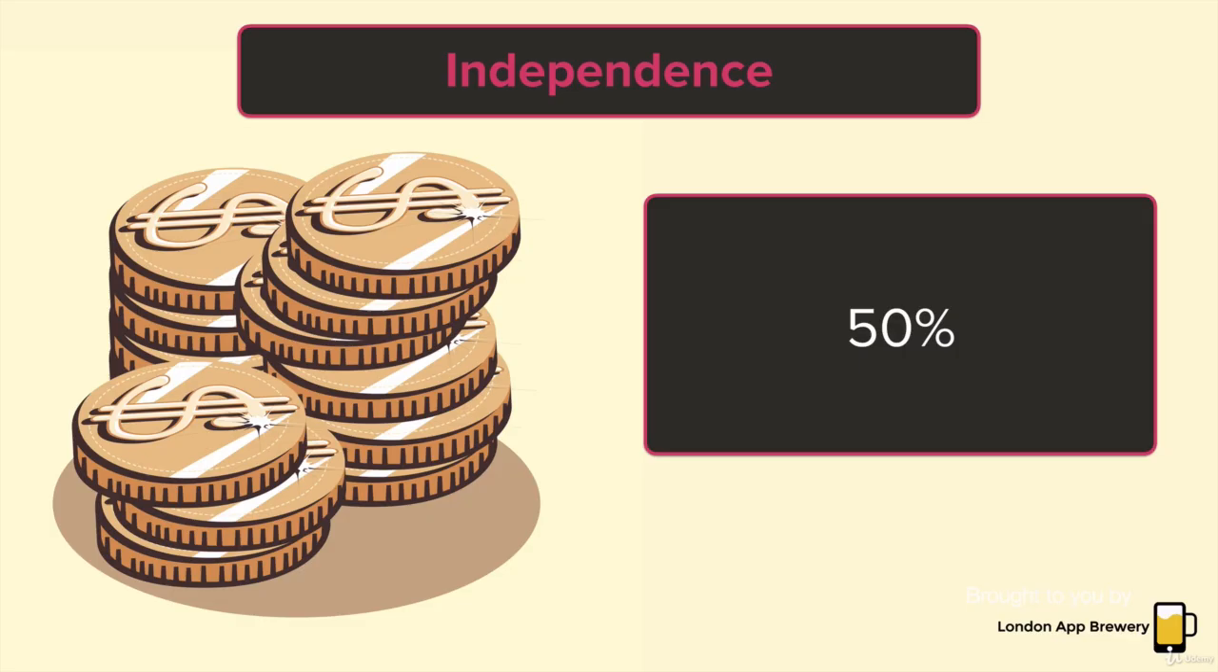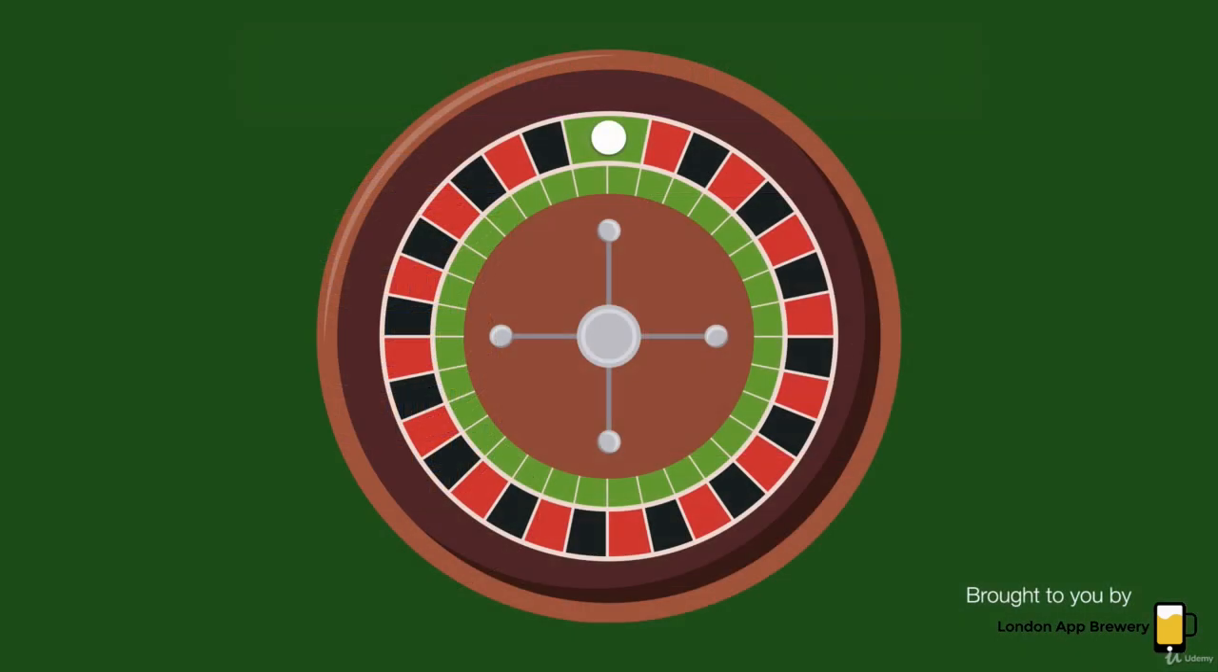And if you don't believe me, you can actually observe this behavior for yourself. All you need to do is go to a roulette table in a crowded casino and just wait and watch.